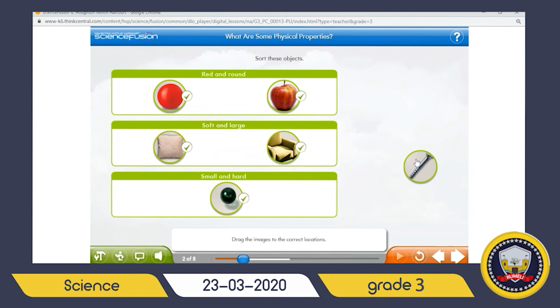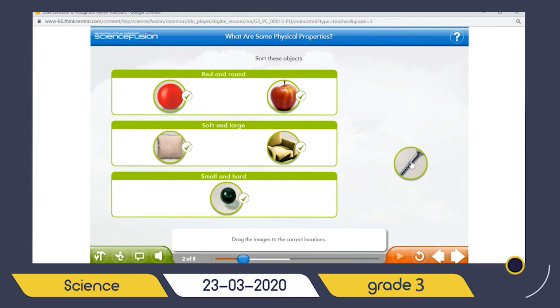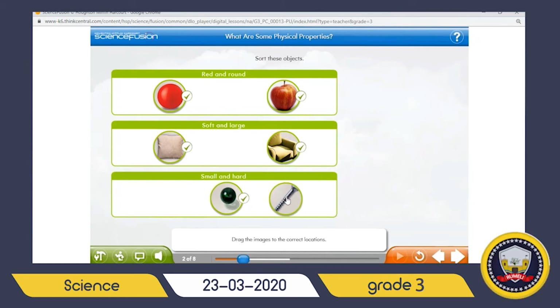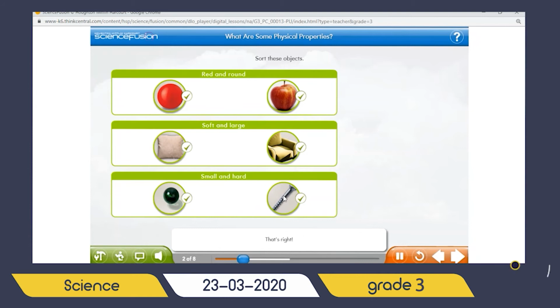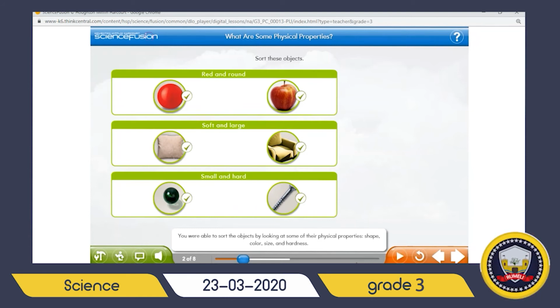I know this is small and this is not soft, this is not round, this is not red. So I can say this is small and hard. So the third category is the most appropriate one. That's right. Good job. You were able to sort the objects.